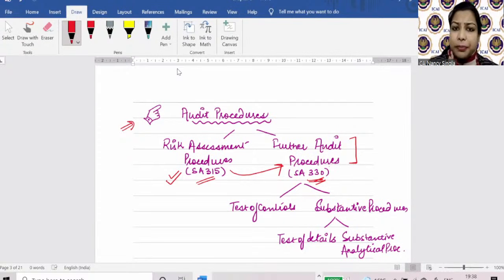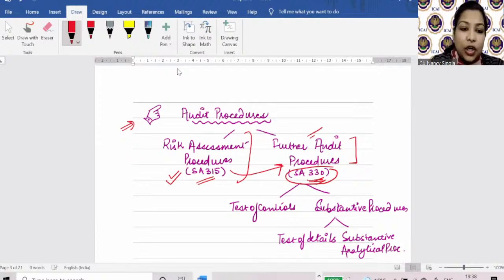See, further audit procedures are what? When the auditor has under 315 identified and assessed the risk of material misstatement. What is risk of material misstatement? That the financial statements may be materially misstated, whether due to fraud or error. So if there is such risk, the auditor will respond to those risks. How will he respond? Will he talk to the risk? No. He will perform further audit procedures in order to respond to those risks under SA 330.